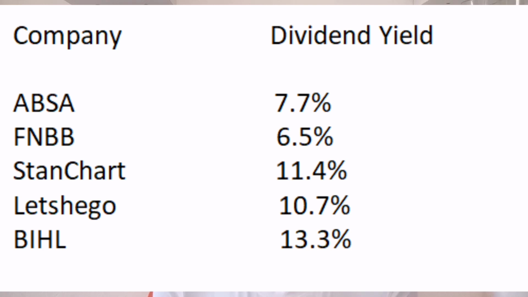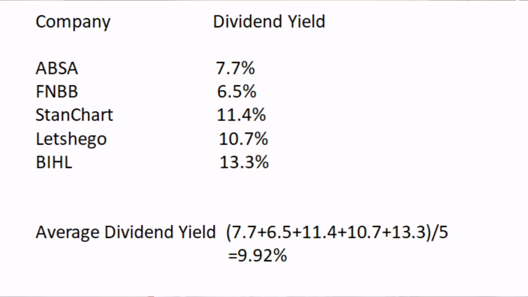6.5. Stanchart, the current dividend yield is 11.4. Letshego, the current dividend yield is 10.7. And BIHO, the current dividend yield is 13.3. I am going to add all of these together and I get a total, and I'm going to divide that total by the number of companies that I want to invest in, these 5 companies. So my average dividend yield is 9.92. This is an important percentage for you to know.